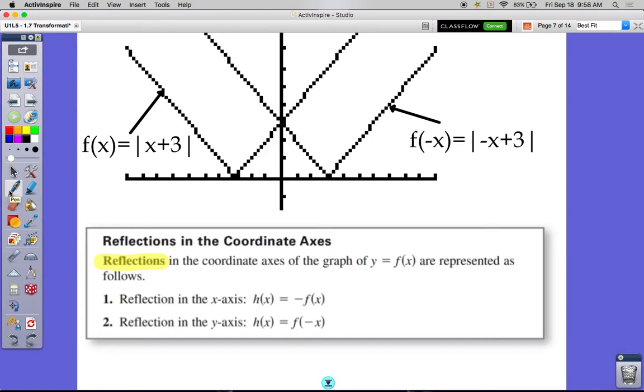especially for highlighters. So reflections in the coordinate axis happen when we put a negative somewhere in our function that's either going to affect the x or the y value. A reflection over the x-axis goes in front of the function. That is, you made the function itself negative. That is a vertical reflection.